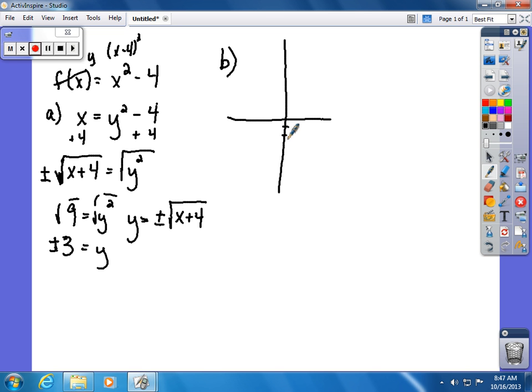So, 1, 2, 3, 4. So it looks like just a regular old parabola, but instead of intersecting at the origin, the vertex is down there. Okay? So that's my original graph. And now I need to graph this one. So there are 2 ways that you can go about this.